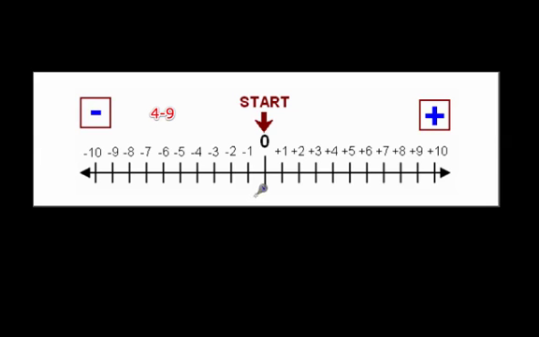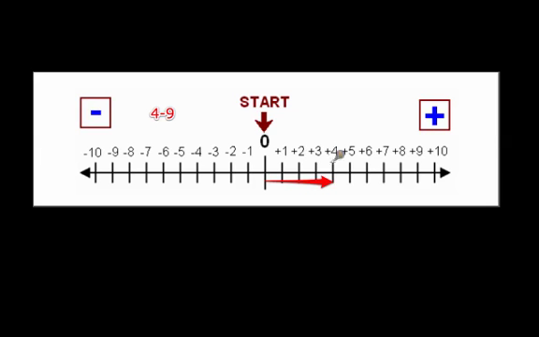So when we're looking at our problem, we're always going to want to start at 0 and then go either left or right. Well, if we look at the 4, there's no sign in front. And we've been doing this for years. We know if there's no sign in front, it's going to be positive. So starting at 0, we're going to go to the right 4. Now, what's going to change here is with our minus, we know that means to the left.